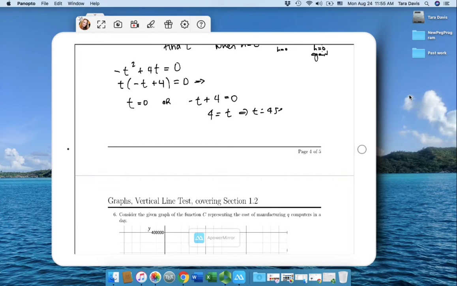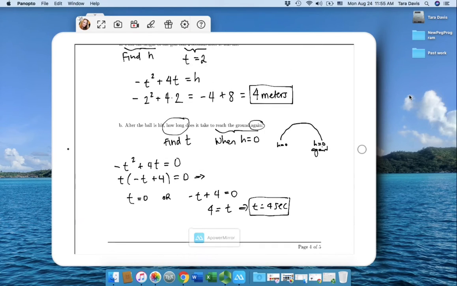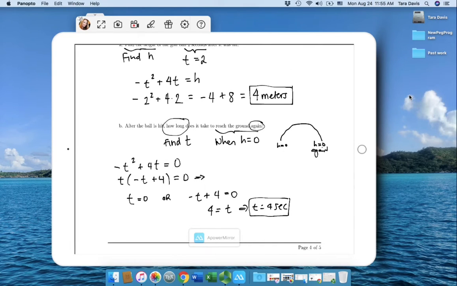So we should say that t equals 4 seconds, because I said we should always use units when we can. So after 4 seconds is when it would reach the ground again.